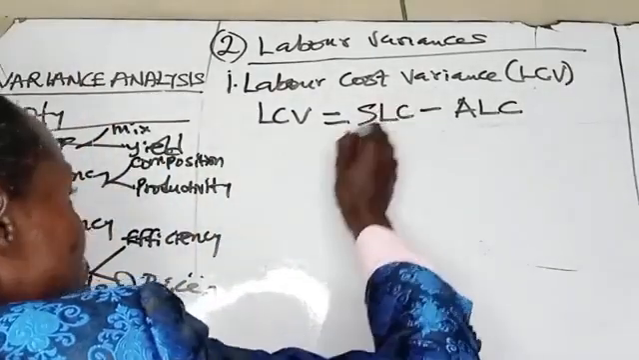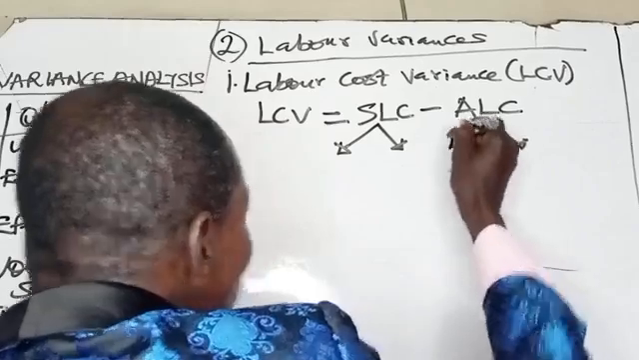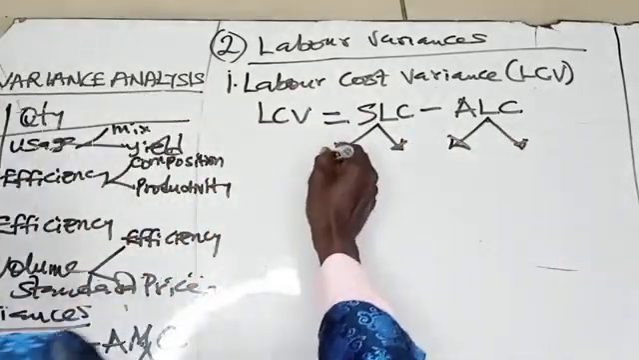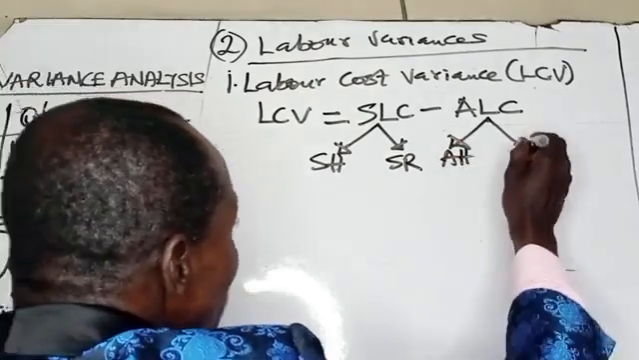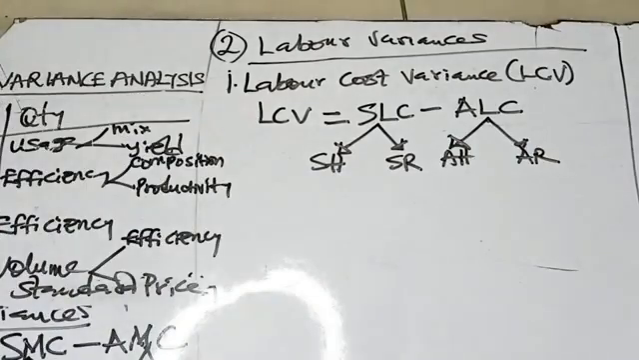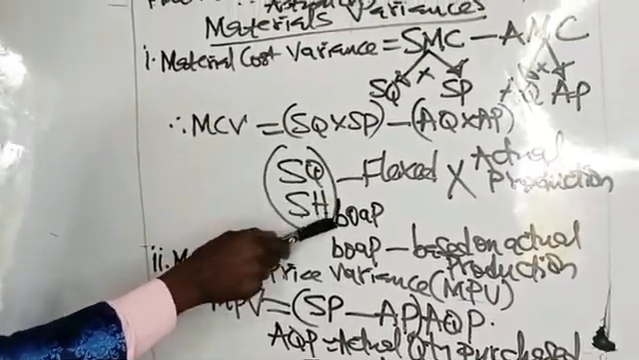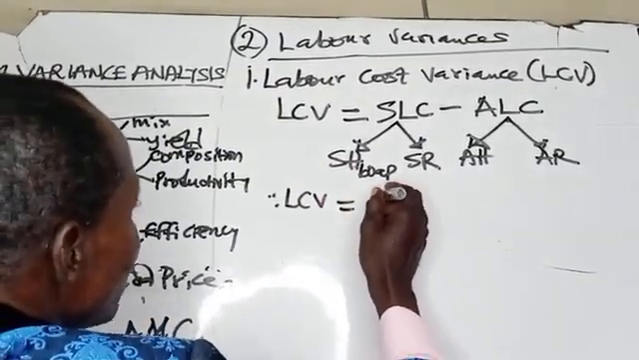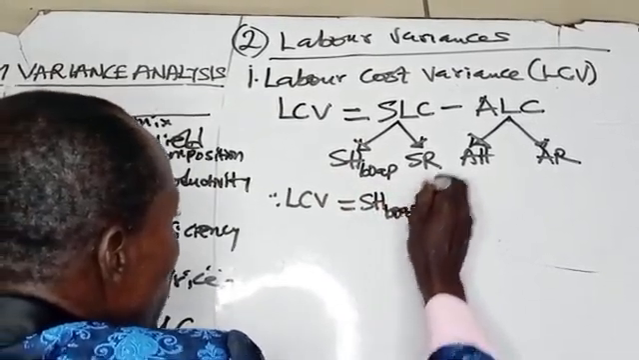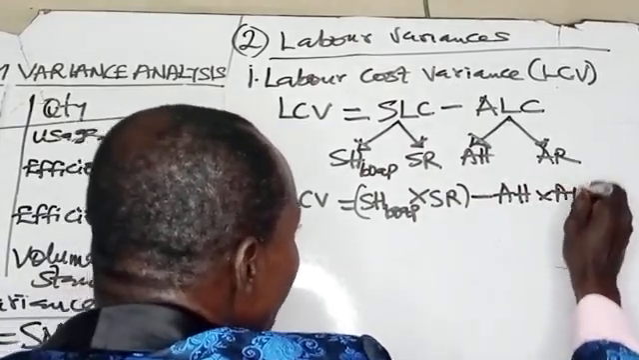I have told you the standard is the product of two standards, while actual is the product of two actuals. So remember labor is measured in hour. We have standard hour, and this will be standard rate, while this will be actual hour, and this will be actual rate. Remember, I've told you that these two items, the standard hours and the standard quantity, should always be flexed. That is, you multiply them based on actual production. That is why I add BOAP, based on actual production. Therefore, labor cost variance equals standard hours based on actual production multiplied by standard rate, minus actual hours multiplied by actual rate.